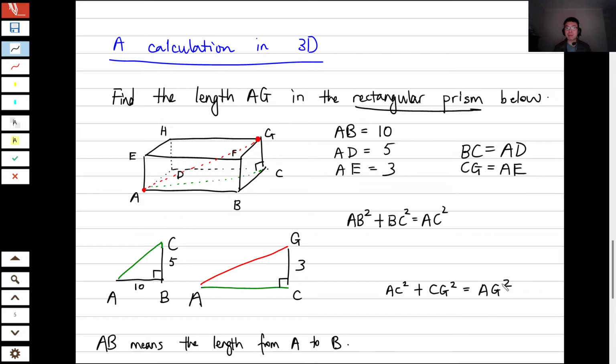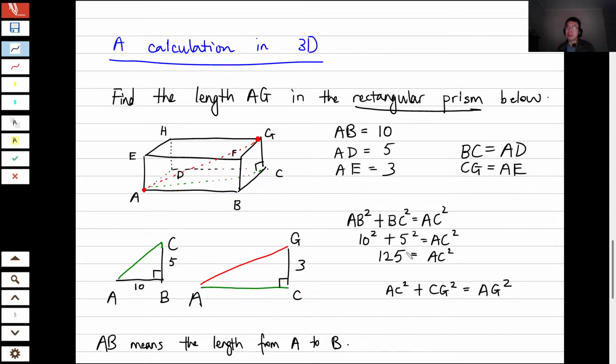So remember, my goal is to find AG. In order to find AG, I have a sub-goal where I need to find AC. And actually, I don't really need AC, I just need AC squared. So I'm going to show my working out reflecting that. I'm just going to work out AC squared. So let's substitute the numbers. AB is 10, so 10 squared plus 5 squared equals AC squared. 10 times 10 is 100. 5 times 5 is 25. So therefore, AC squared equals 125.